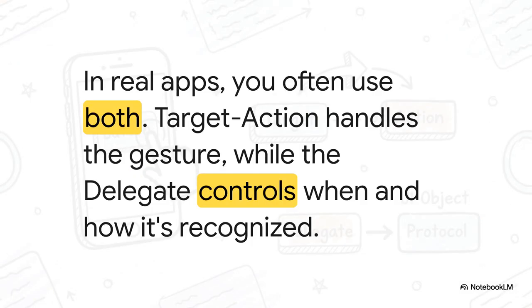And here it is, the main takeaway. You almost always use them together. You use target action to define what cool thing happens when a gesture is recognized, and then you assign a delegate to that exact same gesture to define the rules of the road, to make sure it plays nice with all the other gestures. Think of it like this. The delegate is the bouncer checking IDs at the door, and target action is the party happening inside.